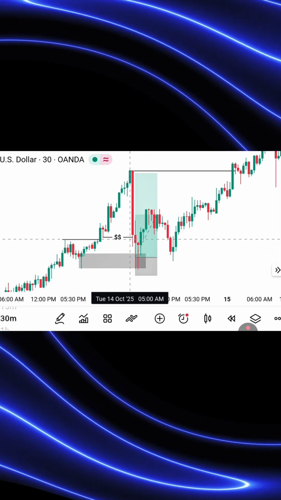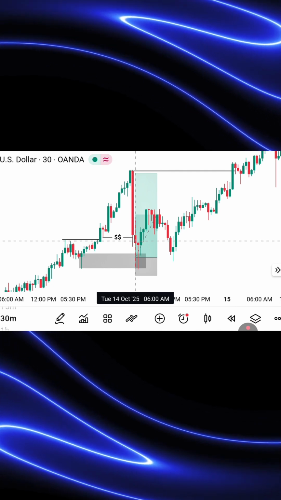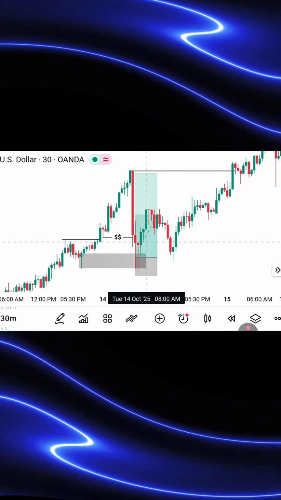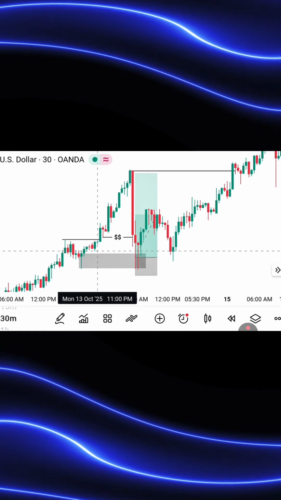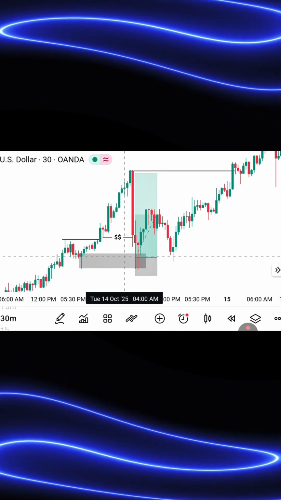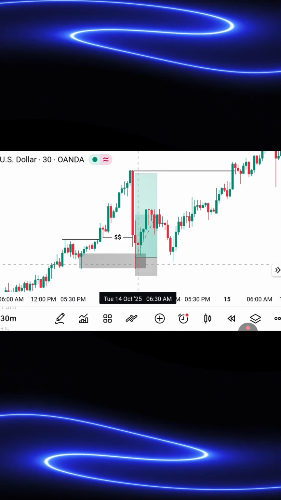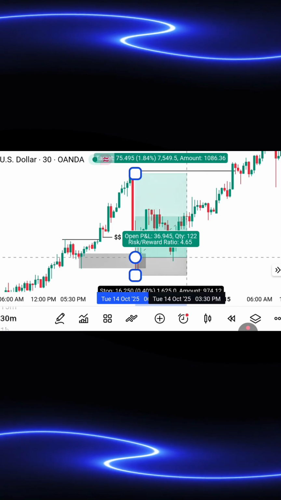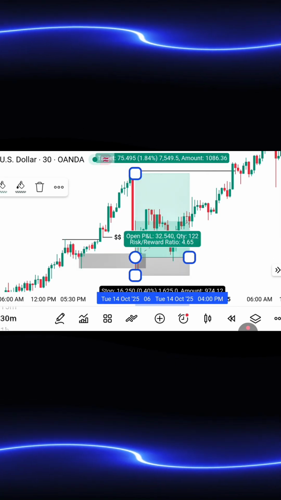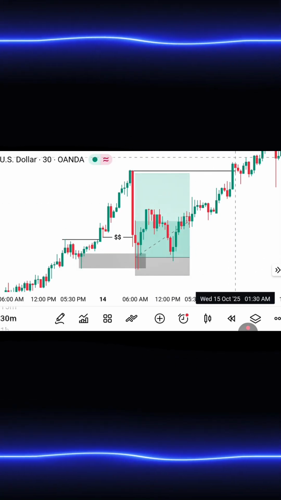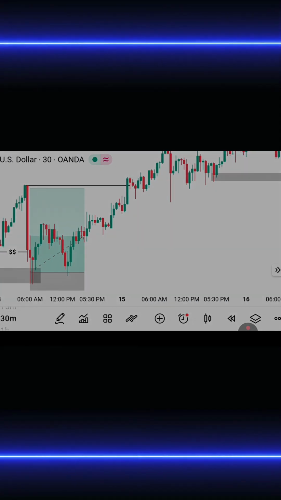So with this rejection candle here, it has already given me a confirmation that this market might actually head to the upside from this order block that I marked out here. So this was the confirmation I used for the trade, and as you can see, the market actually rejected from there, came back again to tap into it and actually went for TP.